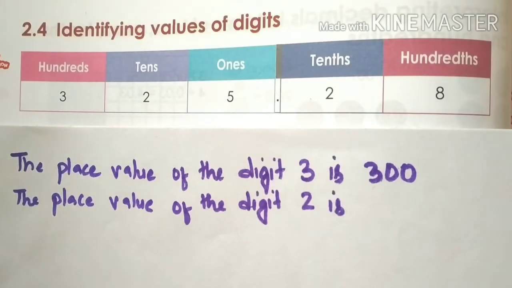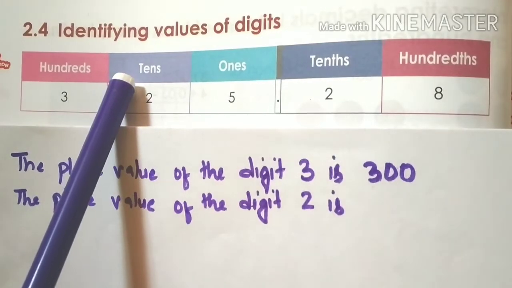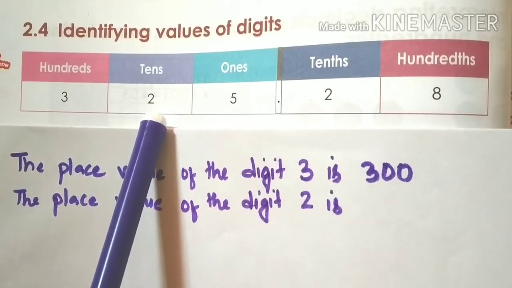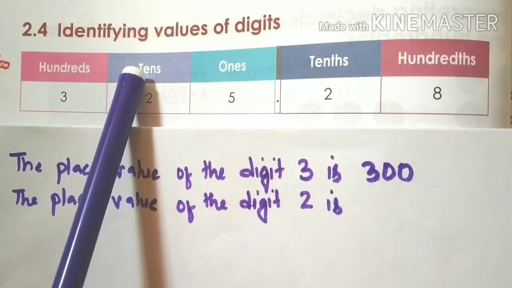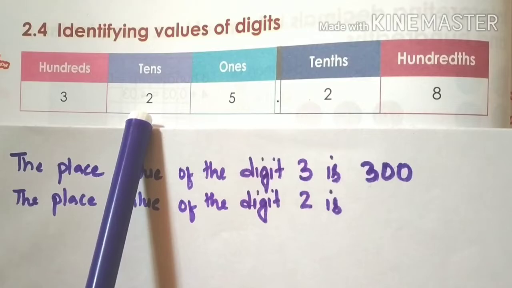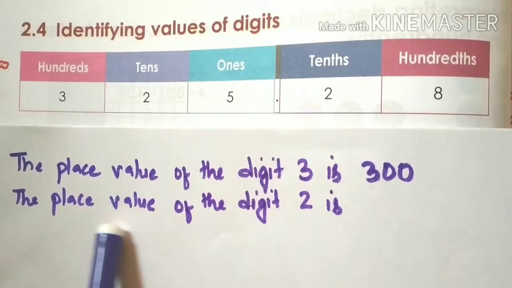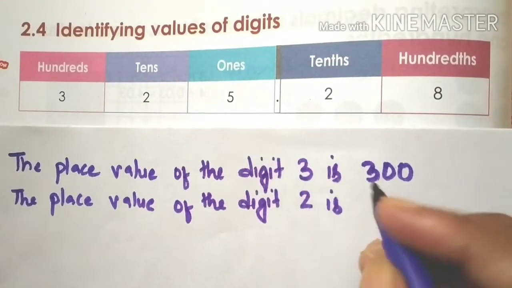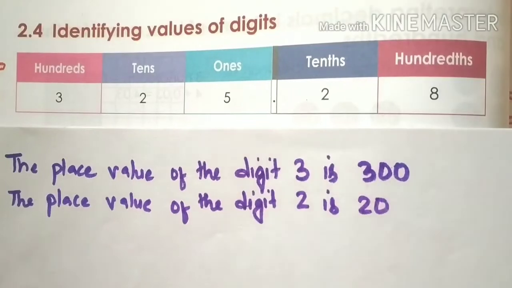And students, which digit is in the tens place? The digit 2 is in the tens place. And what is the place value of the digit 2? The place value of the digit 2 is 20.